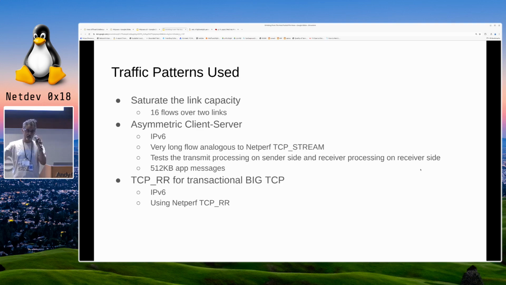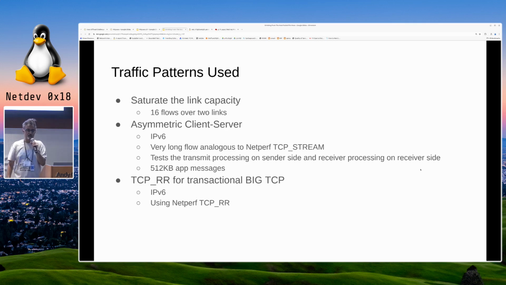Very long transactions, like messages are huge. Very long flows. It's streaming basically, as opposed to transactional. And we're collecting data on the sender and the receiver. The message size we stuck to 512 kilobytes because that looks reasonable.